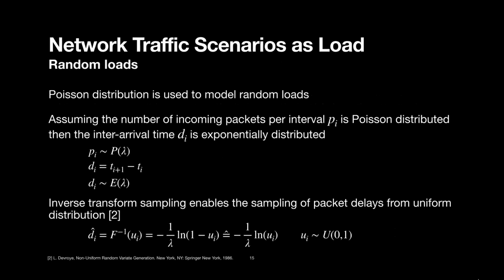Starting with the random loads, we used the Poisson distribution to model random loads. We assume that the incoming packets per interval are Poisson distributed, and therefore the inter-arrival time between these packets, which is important to our implementation, is exponentially distributed. The problem is that there is no exponential distribution which you can sample from on a microcontroller. You can only sample from a uniform distribution. Therefore, we used inverse transform sampling to get to our exponential distribution and to be able to sample our inter-arrival time that way.